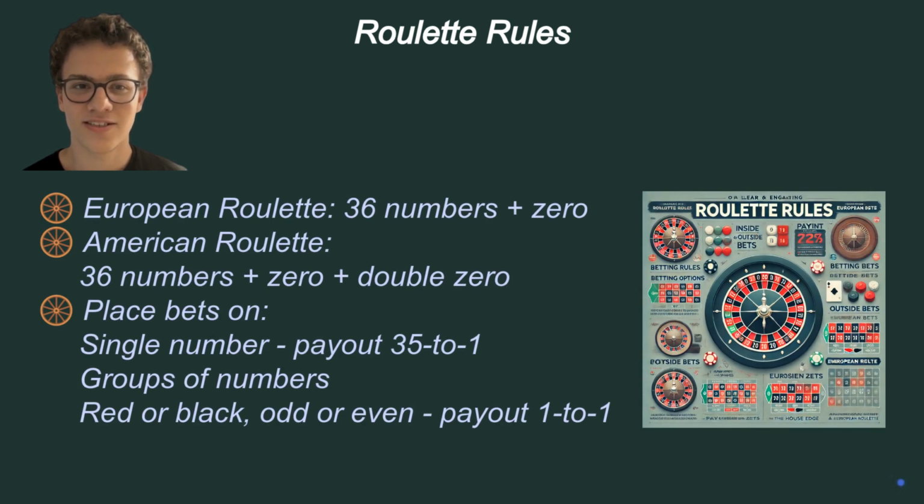Roulette has 36 numbers plus a 0 in European roulette and an additional double 0 in American roulette. Place your bets on where you think the ball will land by putting chips on the betting area. Bet on a single number, groups of numbers, red or black, odd or even. The wheel spins, the ball lands randomly, and payouts vary based on the likelihood of your bet winning.